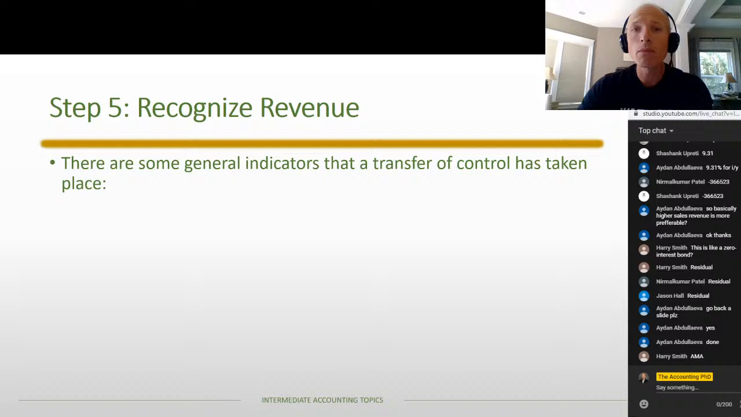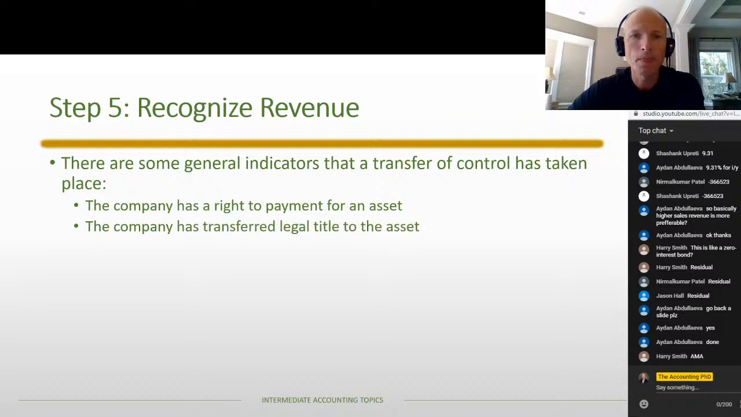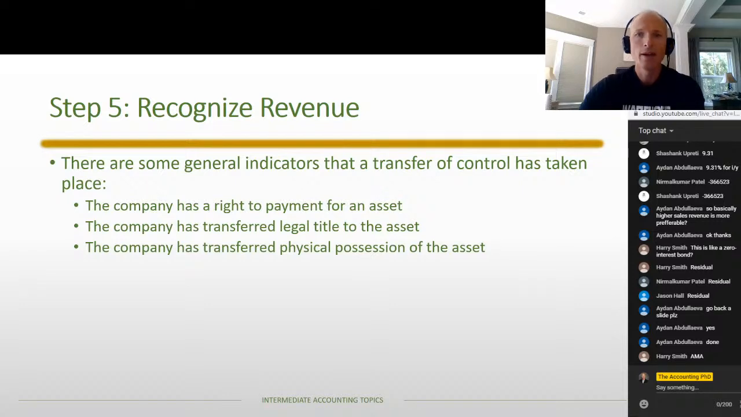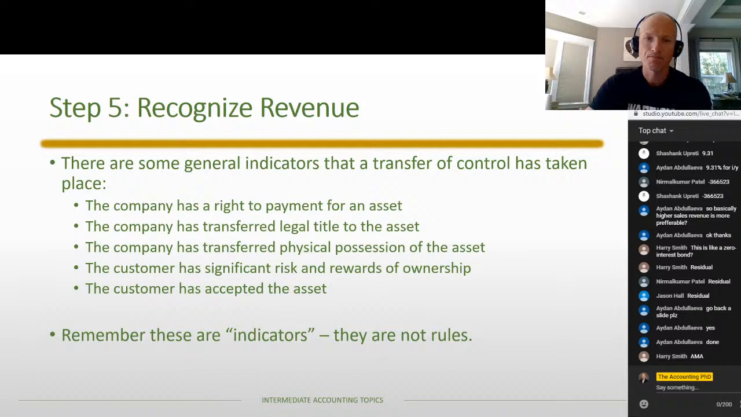So there are some general indicators that a transfer of control has taken place. Let's walk through those. If the company has a right to payment for the asset, then it's an indication that the transfer of control has taken place. Another one is that legal title has been transferred. Another one, that physical possession has been transferred. Another one is that the customer has risk and rewards associated with ownership. And the customer has accepted the asset.